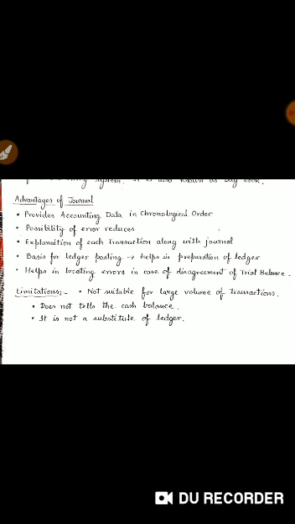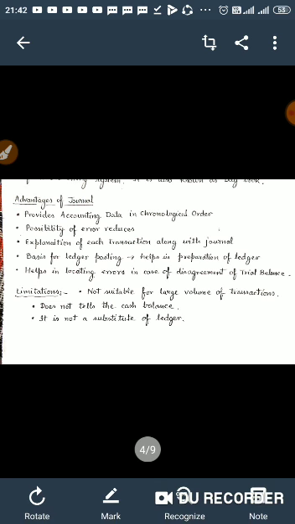Next limitation, it is not a substitute of ledger. Definitely the purpose of preparing ledger is to get the balances of each account. Journal does not tell you the balances of each account, although it records all the transactions chronologically. So this is all about the limitations.